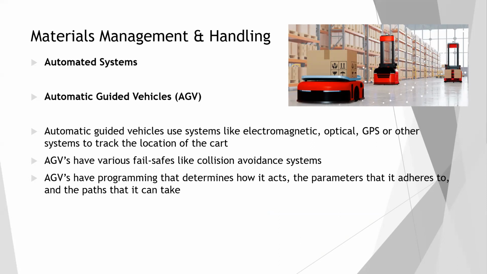Automated guided vehicles will use electromagnetic, optical, or maybe even GPS or some other system to track the location of the cart. And most of them have a lot of fail-safe conditions like collision avoidance systems. They're not going to crash at high speeds into each other. They're going to avoid any sort of collisions. And AGVs have programming that determines how the vehicle is going to act, the parameters that it adheres to, perhaps the paths that it takes, or the space that it can be within.